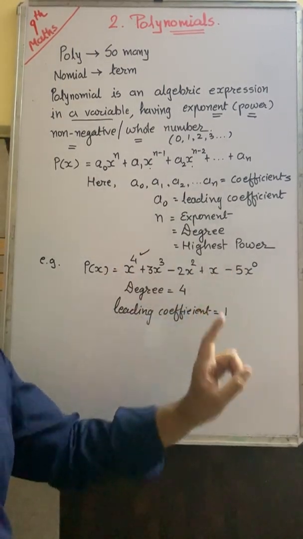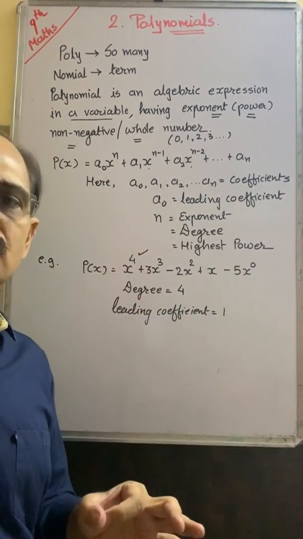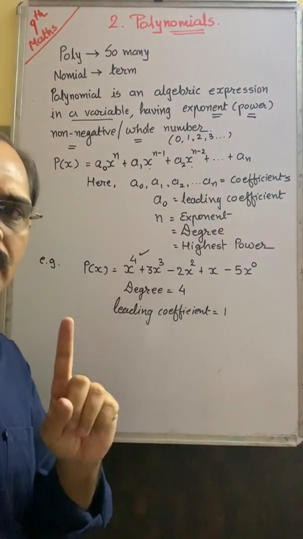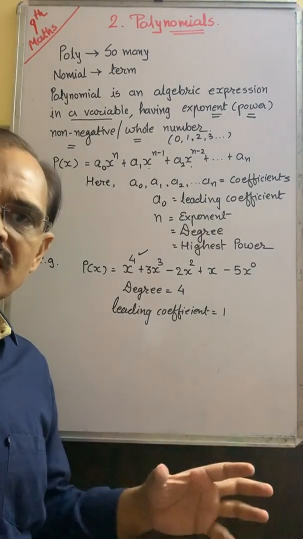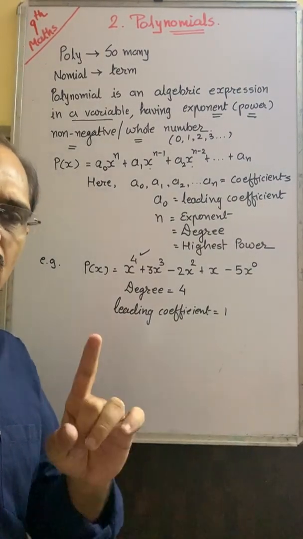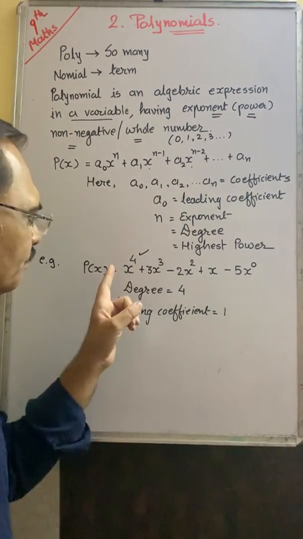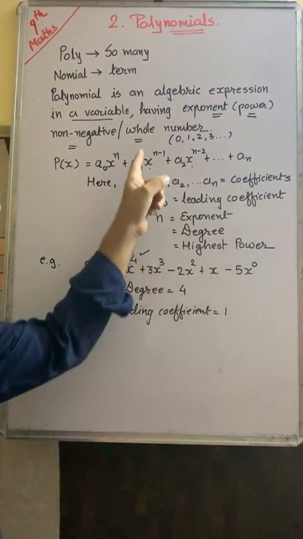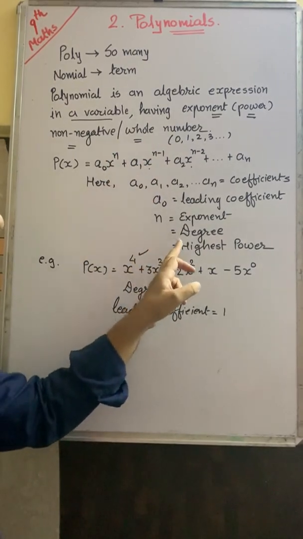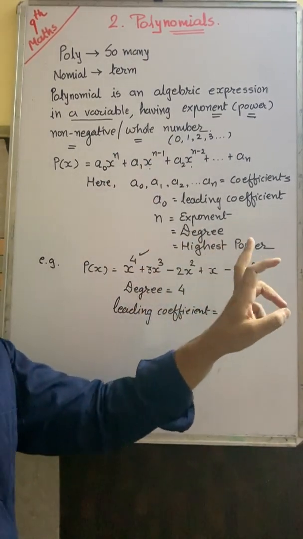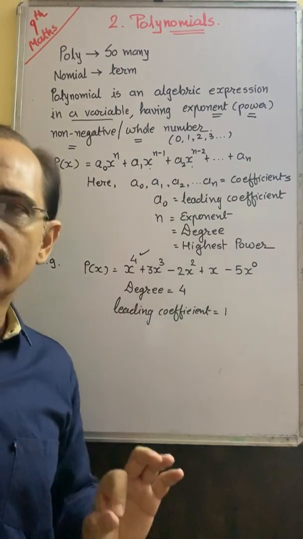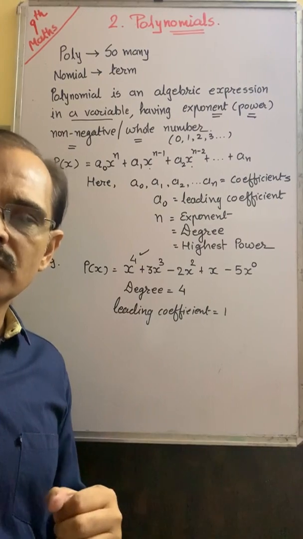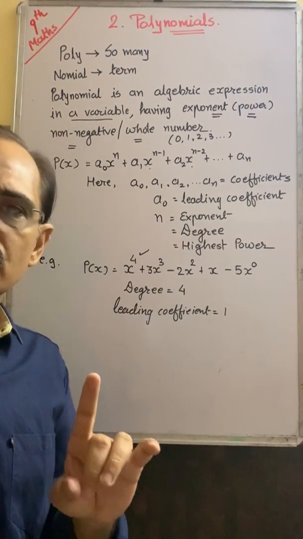Write always in the descending order of power. Note down that variable is 1. Okay, only x is used here, maybe y, maybe t, maybe q is used, but only one variable is used here. And the power or exponent is what? Whole number. 4 power, 3 power, 2 power, 1 power and 0 power. If there is no whole number, that means minus power is there, maybe fraction power is there, then it is not called polynomial.